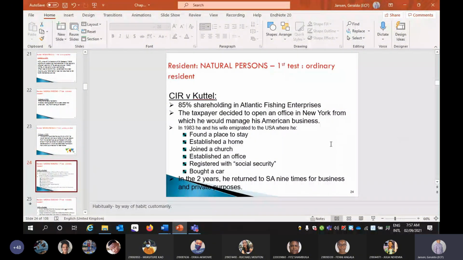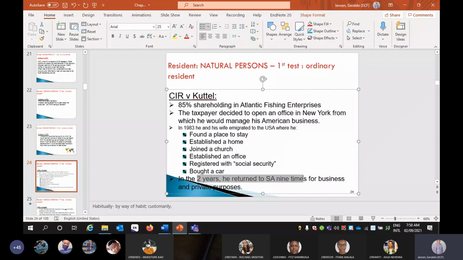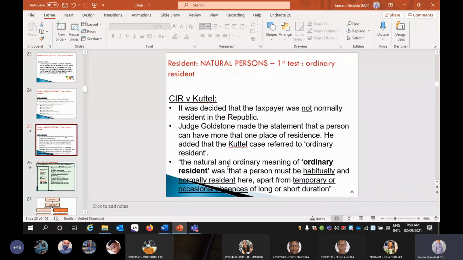Anyway, he bought a car there in New York, and in the 2 years while he was there, he returned to South Africa 9 times for business and private purposes. So basically just for business purposes and even private. Maybe he came for a holiday or whatever, but they say in 2 years he only came to South Africa 9 times. Now let's look at what was found. So it was decided that the taxpayer was not normally a resident in the Republic. So here we see with Cohen, he was a resident. It was found for him to be a resident. For Kittel, it was found for him not to be a resident in the Republic.